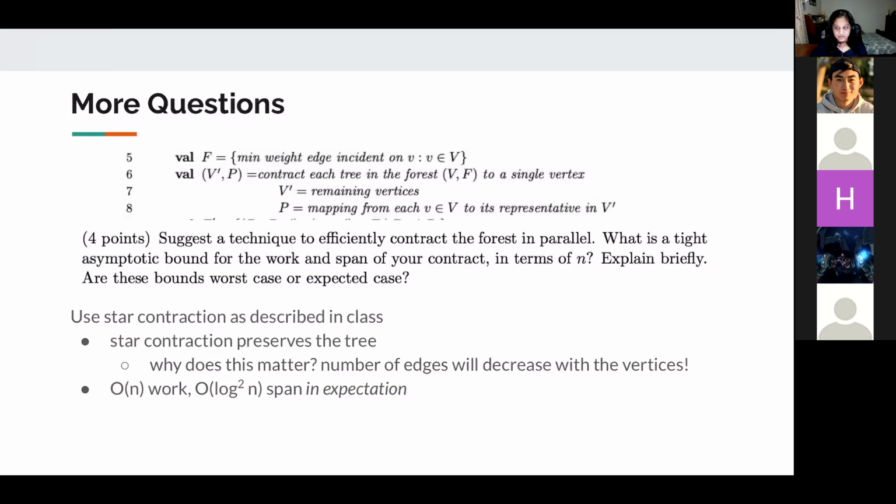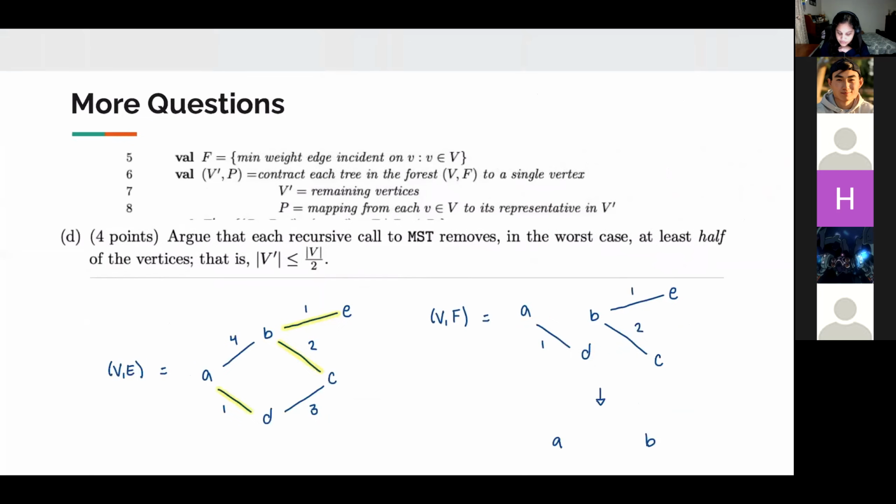Okay, let's go through one more question related to the same code. Same problem, but we want to argue about how many vertices are in V prime relative to V. Specifically, we want to say that doing star contraction on this forest will remove at least half of the vertices. Does anyone have any ideas why? I repeated the graph here, and it contracts to just A and B.